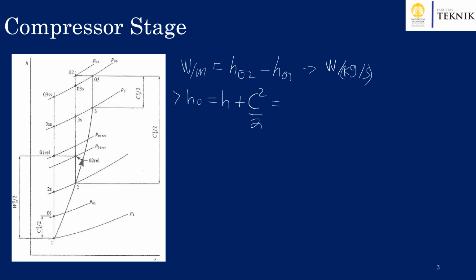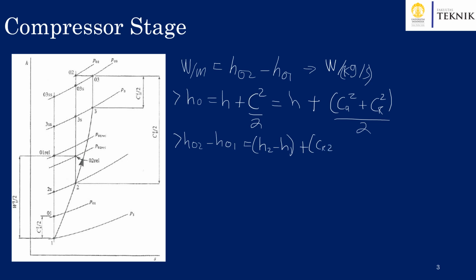And we can expand the absolute velocity C here, so the equation becomes static enthalpy plus Ca, the axial velocity, to the power of 2 plus Cx to the power of 2, divided by 2, so that the difference between total enthalpy at the outlet and the inlet, H02 minus H01, can be written as H2 minus H1, the static enthalpy difference, plus Cx2 to the power of 2 minus Cx1 to the power of 2 divided by 2. And this is equal to the tangential velocity U multiplied by Cx2 minus Cx1.